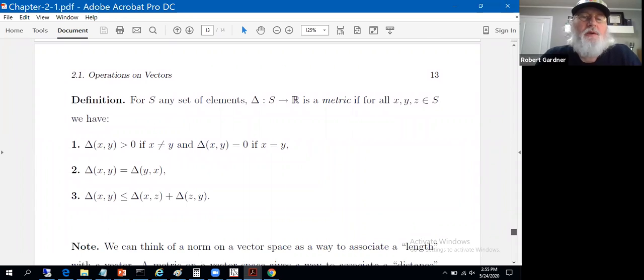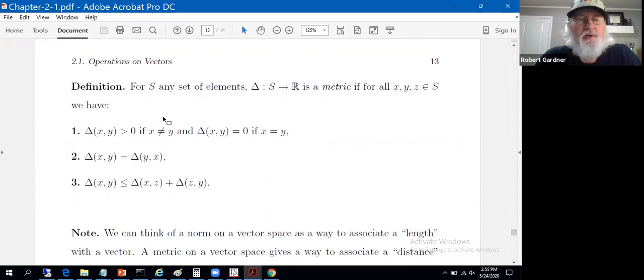Metric, you should be familiar with metrics from your undergraduate days. If S is any set of elements, delta, mapping this set of elements into R, is called a metric if for any elements X, Y, and Z, we have the following. Delta of XY is greater than 0 if X and Y are different, and delta of XY equals 0 if and only if X equals Y. Delta of XY equals delta of YX. Delta of XY is less than or equal to delta of X comma Z plus delta of Z comma Y.